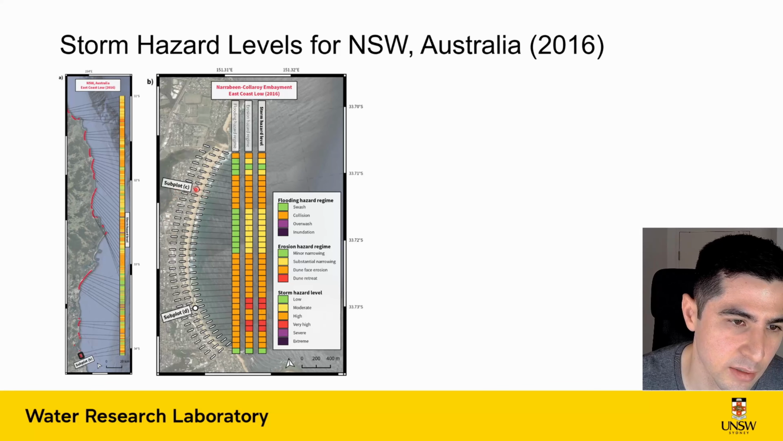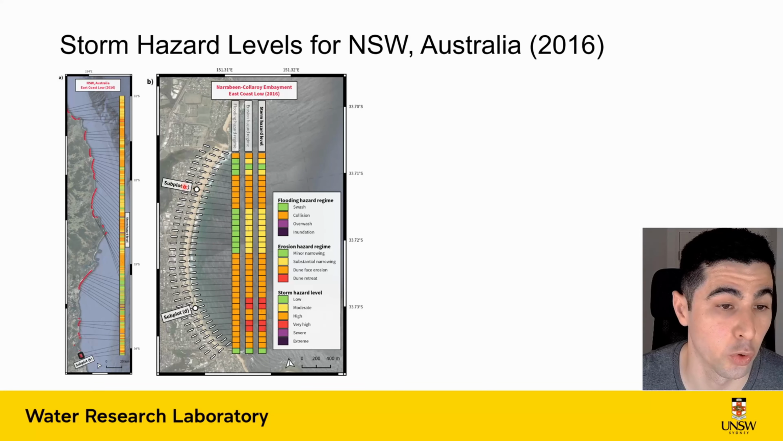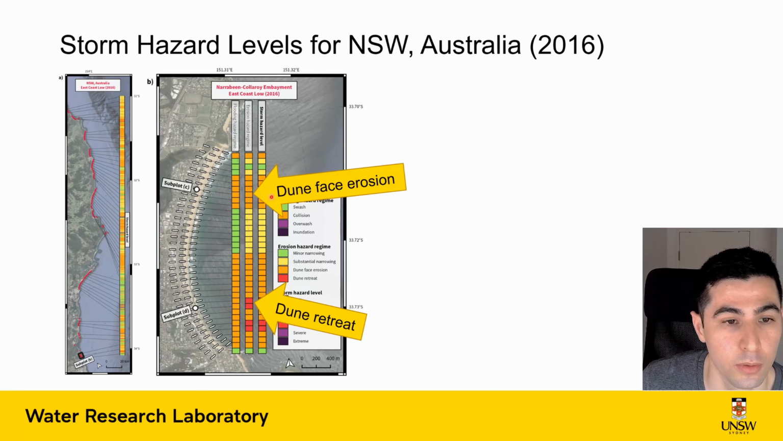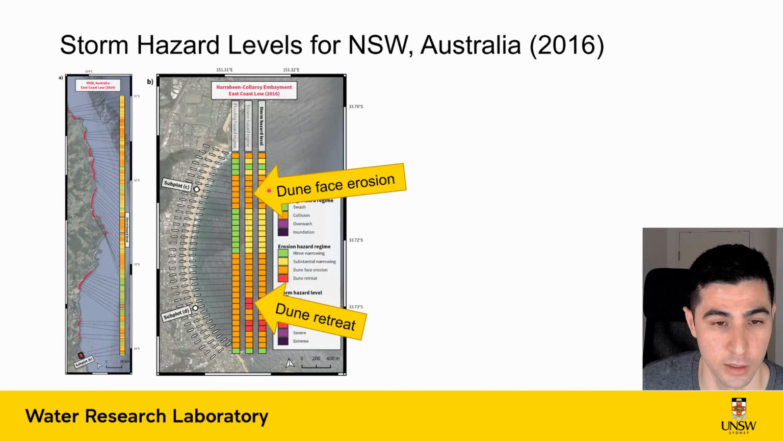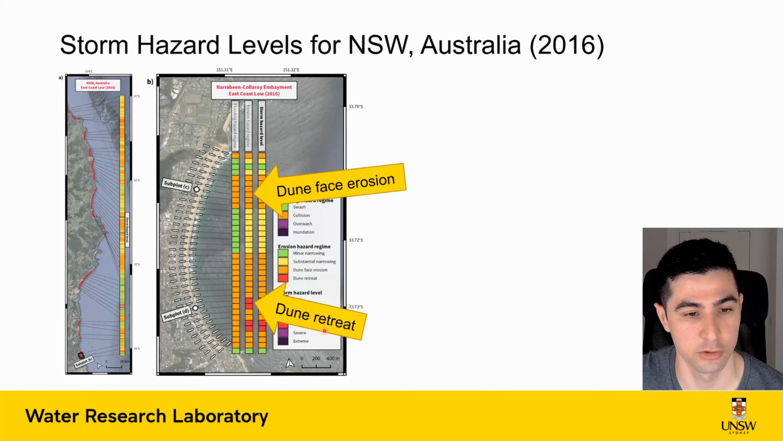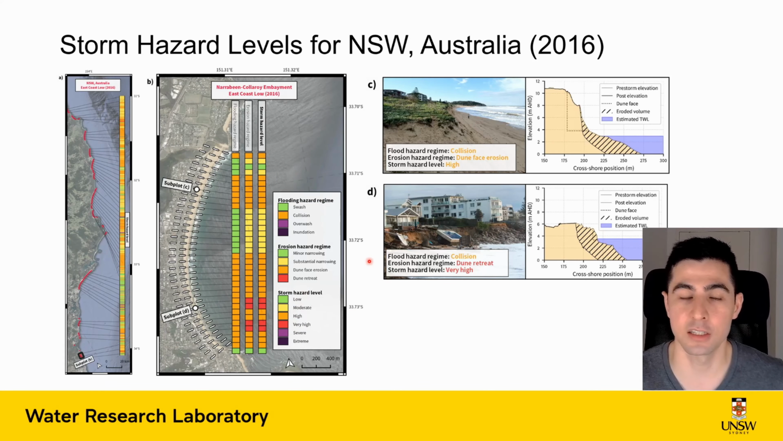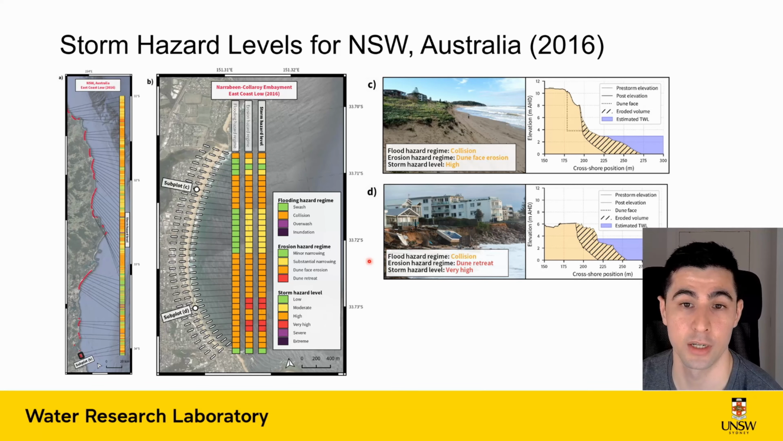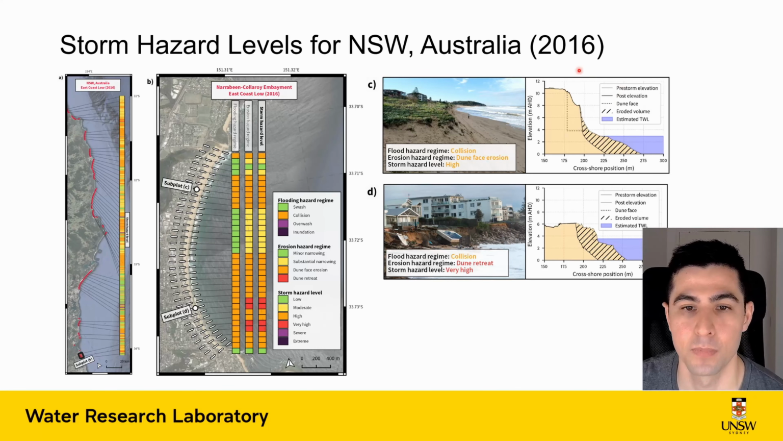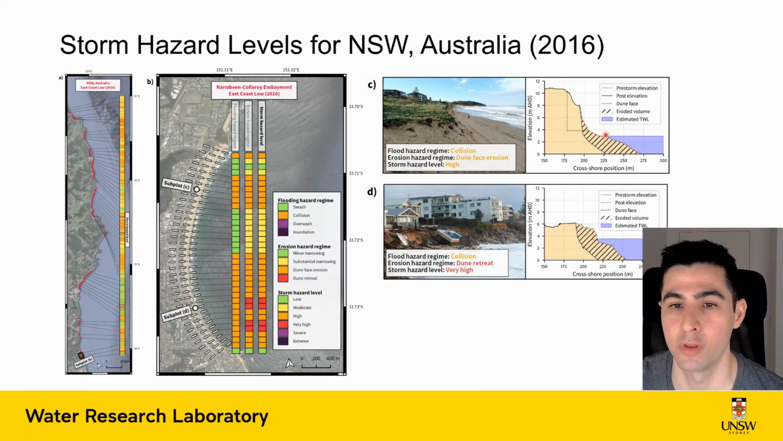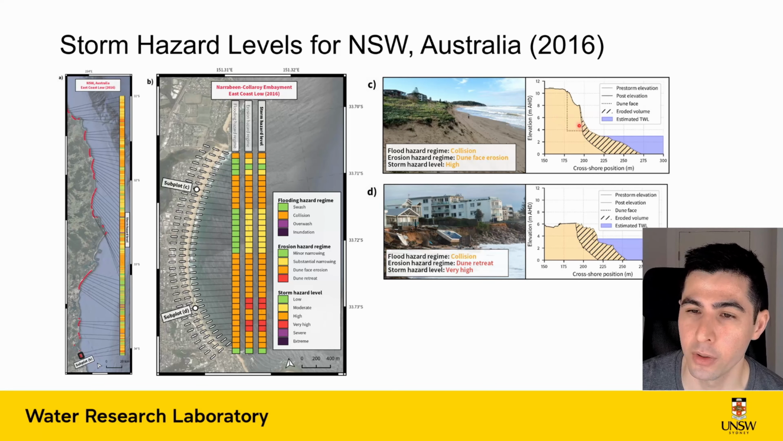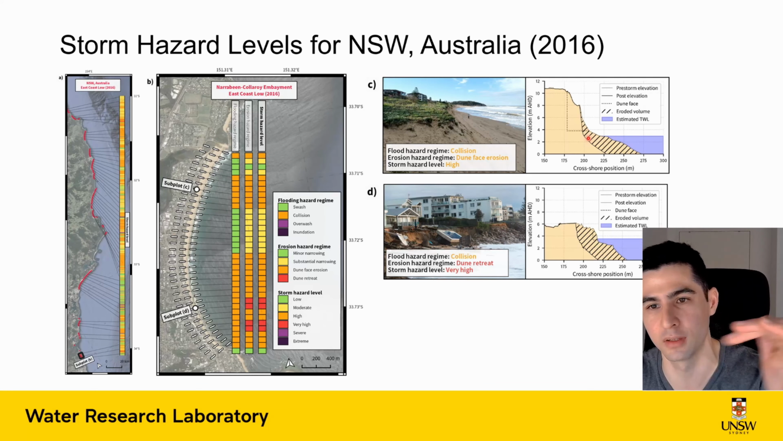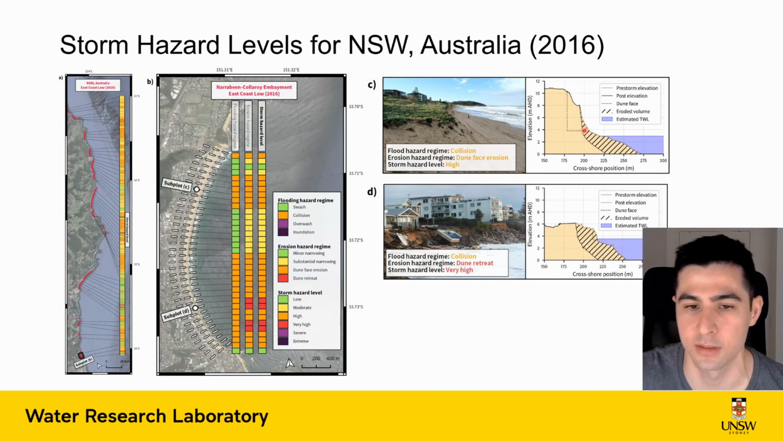So if we look at a location north of the embayment and a location south of the embayment, using the erosion hazard regimes, we get dune face erosion and dune retreat in the south. But these actually look quite different when you actually go there, or when you actually look at what was there. So in the northern end of the embayment, we had collision, but we only had dune face erosion. So this transect shows that just the tip of the dune was impacted.